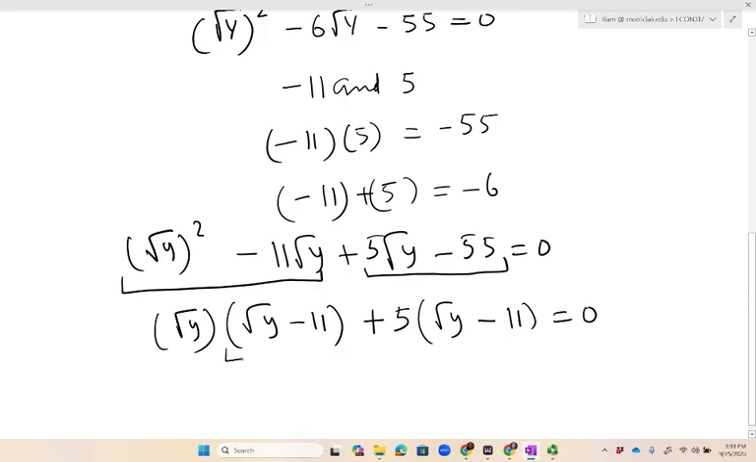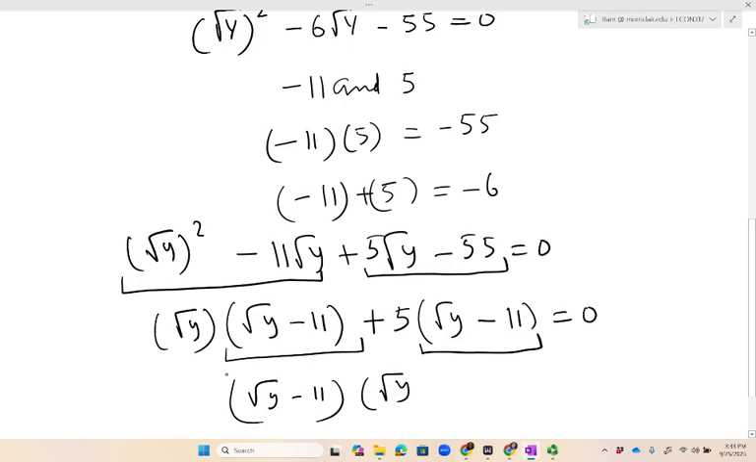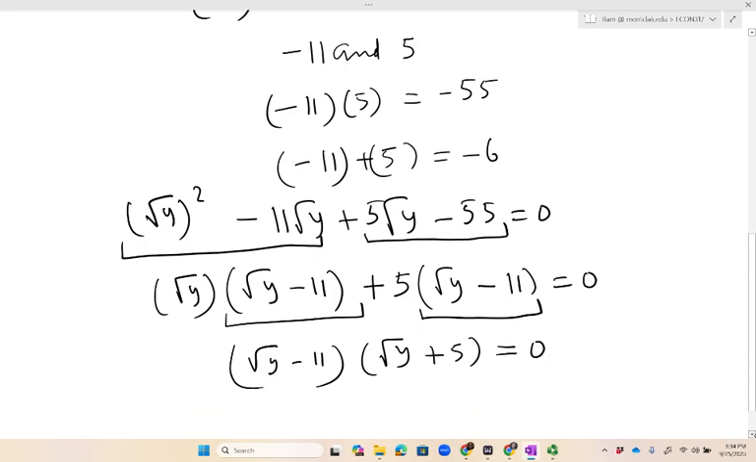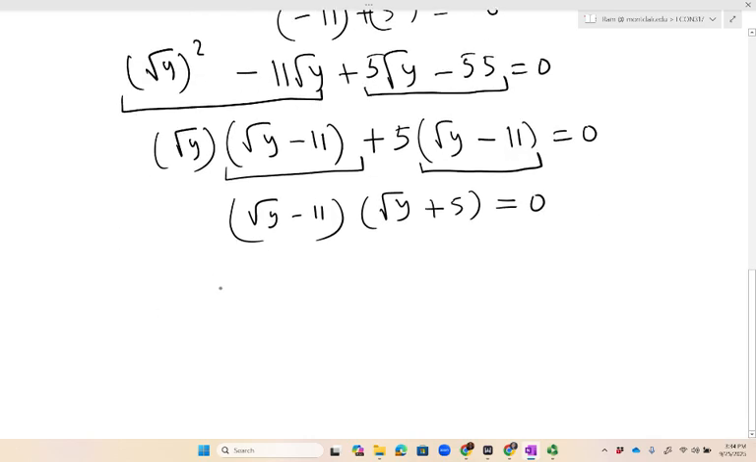So that helps in coming up with the factor we are looking for. Now I have square root of y minus 11 here and square root of y minus 11 here. I can factor this out, and what remains is square root of y from the first term plus 5 from the second term. That's the factor, which means the original equation can be written in this form. And so now we are ready to get the solution.